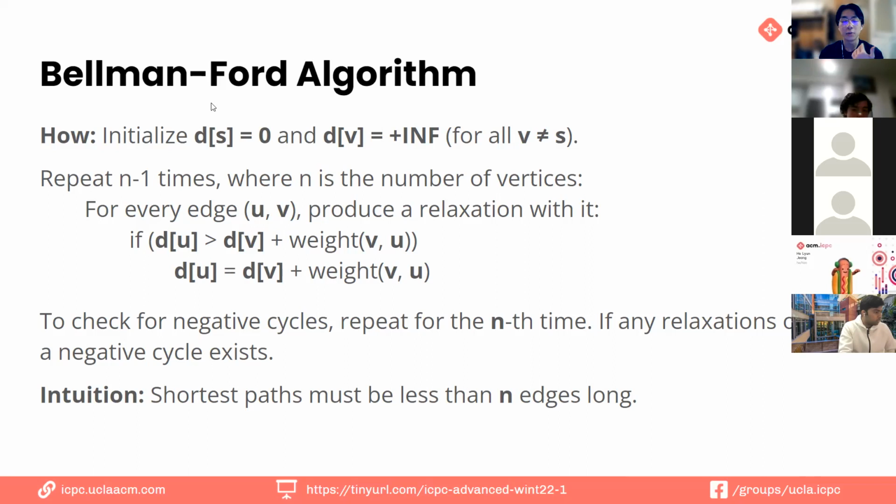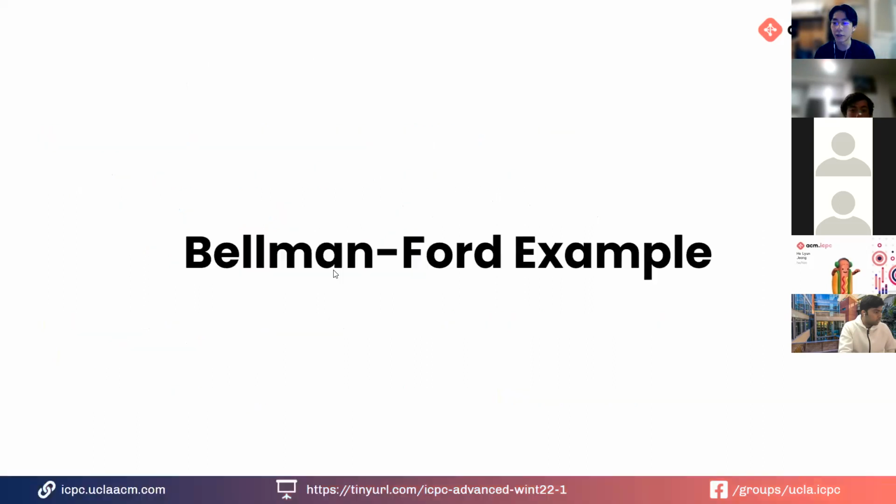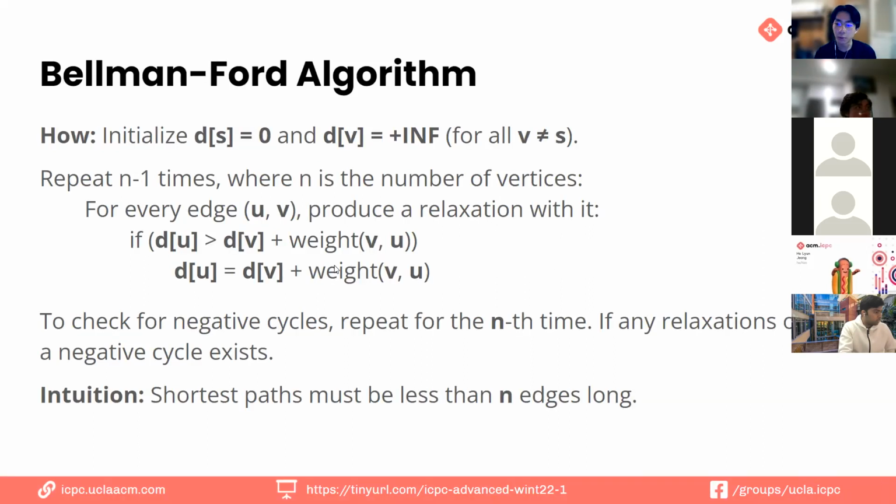So we're going to look at two different working paths that we have. If one is better, we're going to pick that one, the one with the new edge that we're considering. And then finally, once we're done with that, we'll have all the shortest paths. And to check for negative cycles, we're going to repeat it one more time. And if any more relaxations occur, then we know that a negative cycle exists.